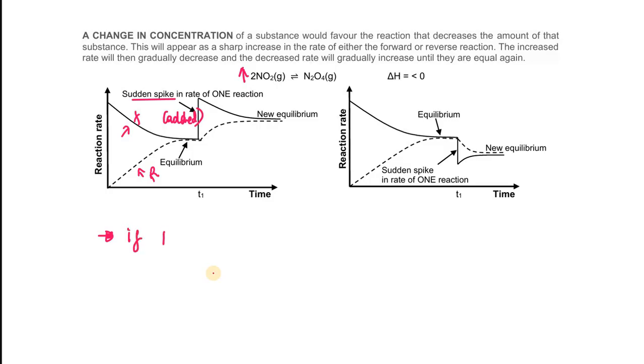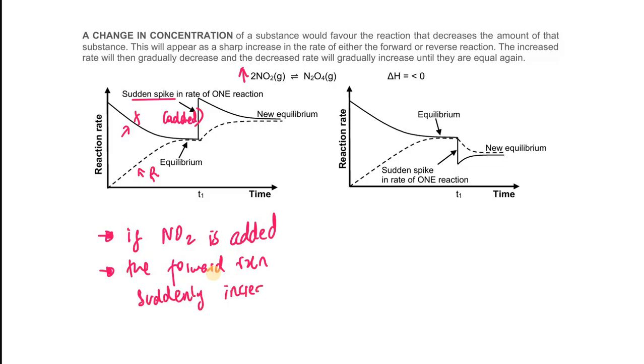So if NO2 is added, the forward reaction suddenly increases, shown by the spike. This tells you that the forward reaction immediately increased very fast so that it can use up the NO2 that you put inside, right?